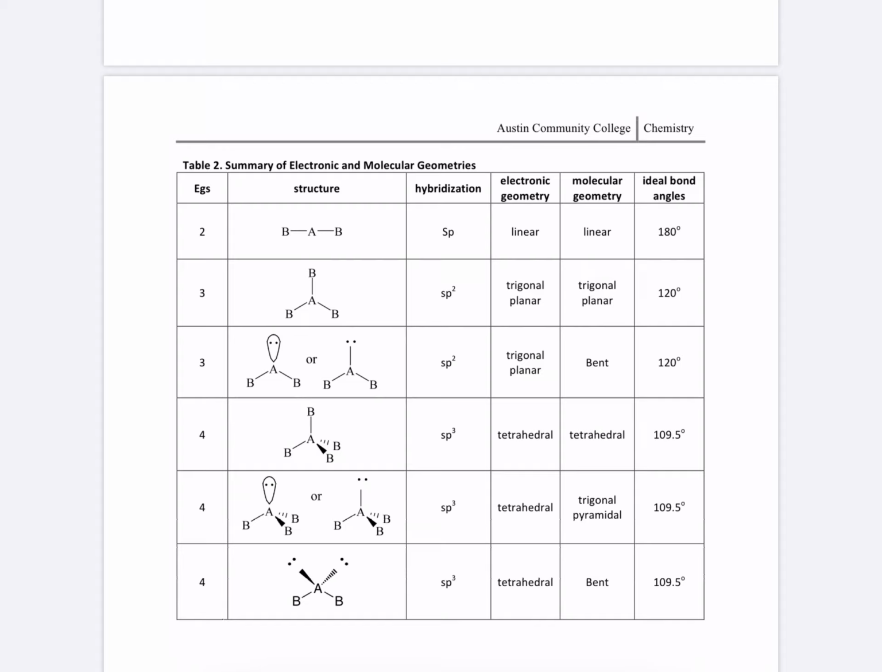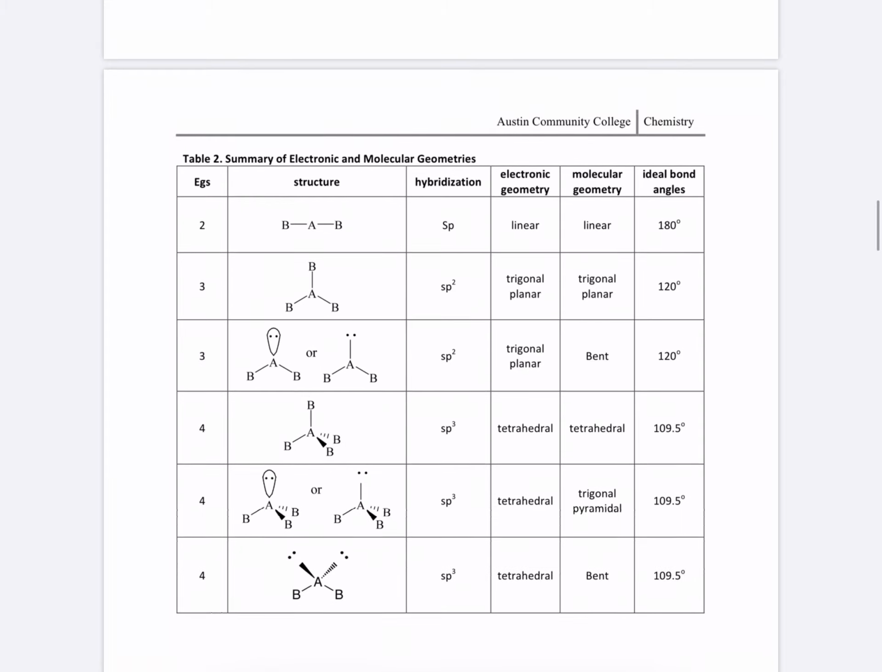But if you do have three electron groups, but one of them is a lone pair, the lone pair also does take space, so it comes from the trigonal planar electronic geometry. Trigonal planar electronic geometry, but the shape of the molecule or the molecular geometry would be bent. It's not going to be linear because the lone pair also needs to be in the space. So it's a trigonal planar electronic geometry, molecular geometry would be bent.